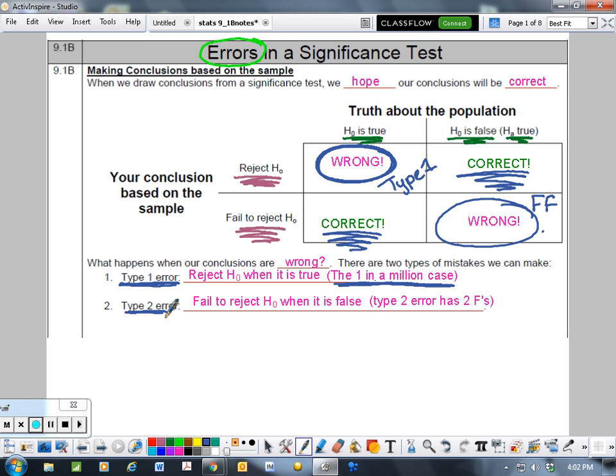And then we have the type 2 error, which is why I pointed out this double F. We failed to reject when it was false. That is our type 2 error. Two Fs, type 2 error: failed to reject was false. This is where our sample probably wasn't accurate enough to give us the probability to show that it was false. Based on our sampling distribution, it just wasn't enough evidence at that point.